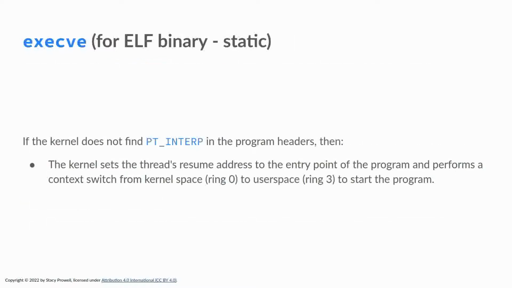If the kernel doesn't find that you want a dynamically linked program, it doesn't find PT_INTERP in the program headers, and it assumes that you're just a static thing that wants to run. And so it sets the thread's resume address to the entry point of your program, and it just goes. It just starts your thread, and you begin running at _start for your program. That's it.